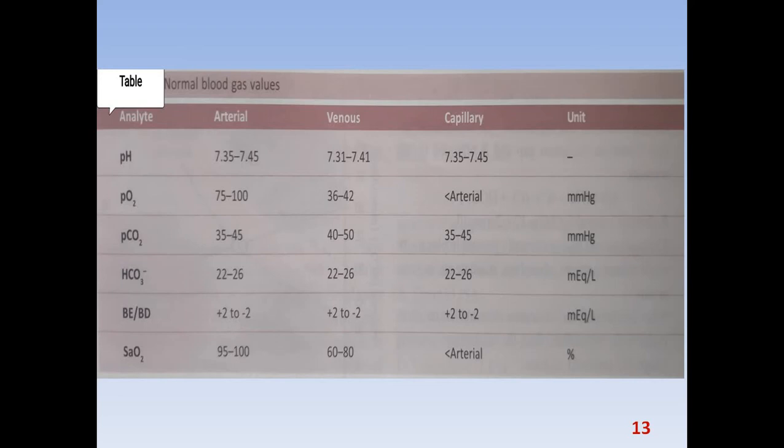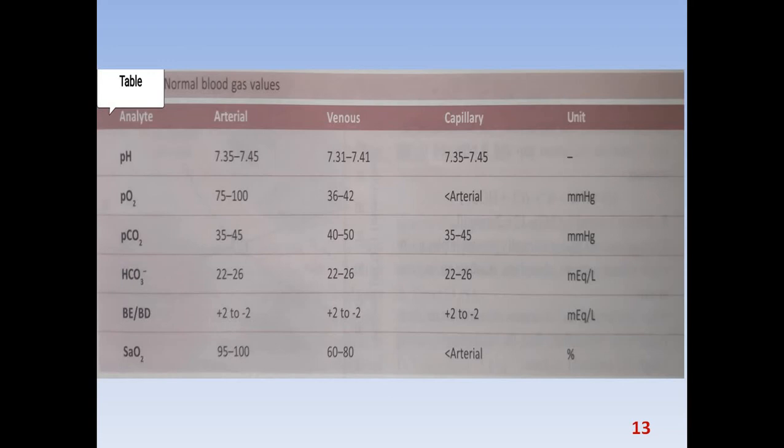Now bicarbonate in arterial blood is 22 to 26, in venous is 22 to 26, and capillary 22 to 26. And for base excess, +2 to -2, +2 to -2, +2 to -2 milliequivalent per liter.